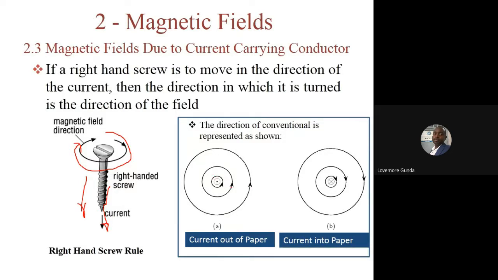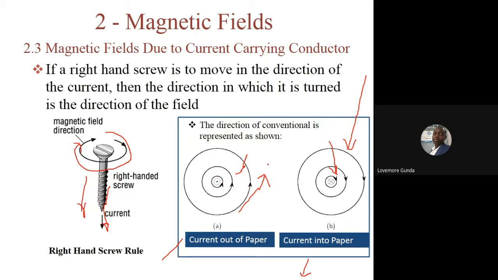Now, in current carrying conductors, we usually represent them in these two forms: the dot showing the tip of the arrow, meaning the current is coming out of the paper. Then this would be the tail of the arrow, meaning the current is going into the paper, coming out through the bottom. So this is like a planar view.